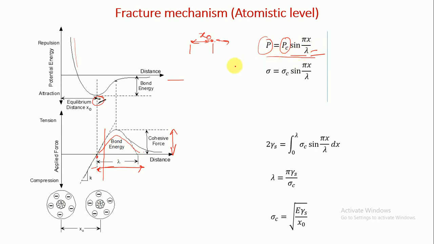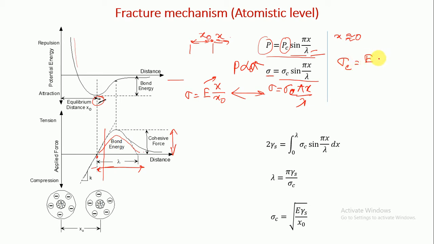As we know, load is directly proportional to the stress, so it can also be written in this form, where x is very small. So we can rewrite the stress as sigma c times pi x by lambda. Now, if we increase the distance x, then the strain will be x by x0, and stress is E times x by x0, where E is Young's modulus. If we relate these two equations, we get sigma c equal to E lambda by pi x0.